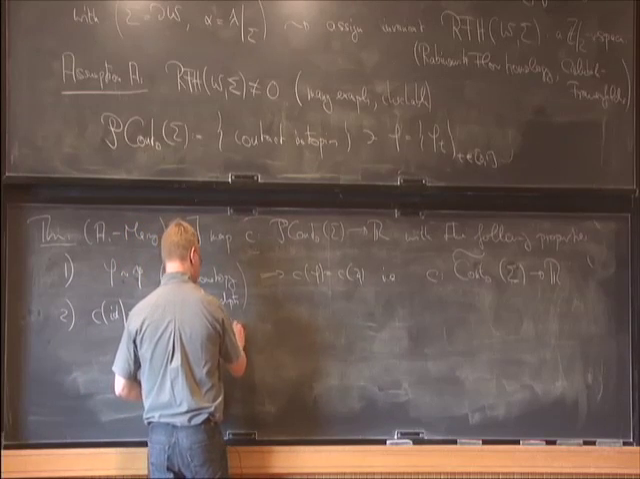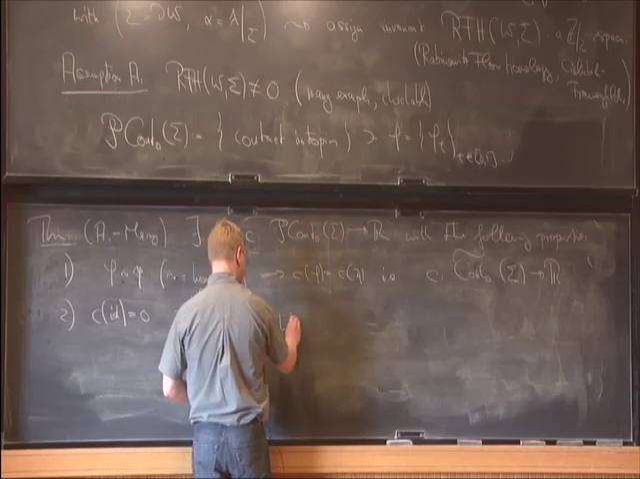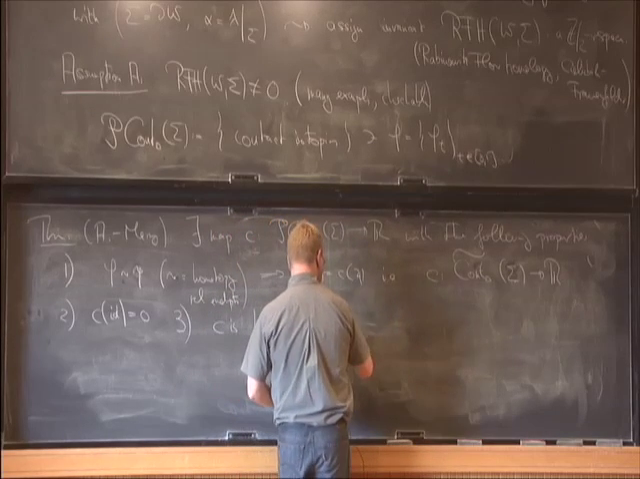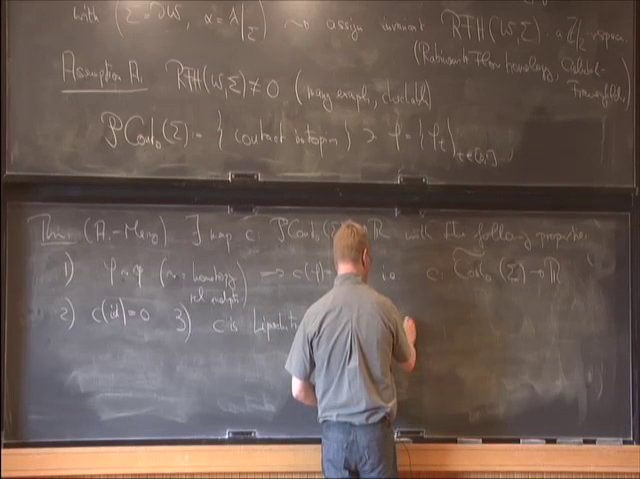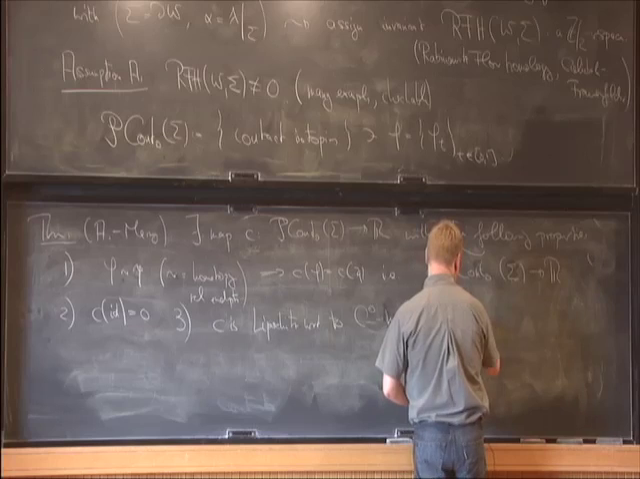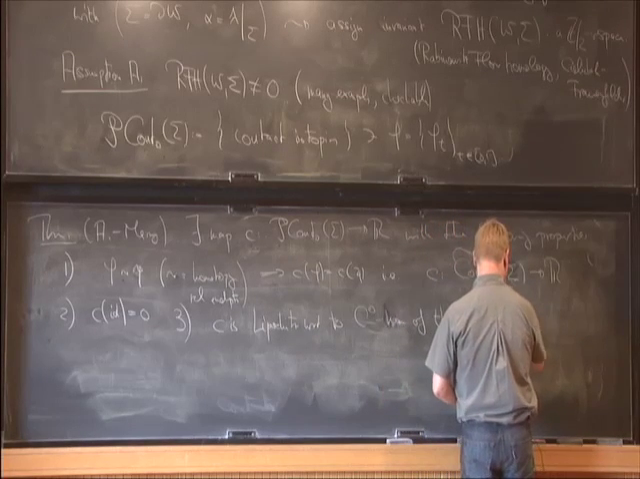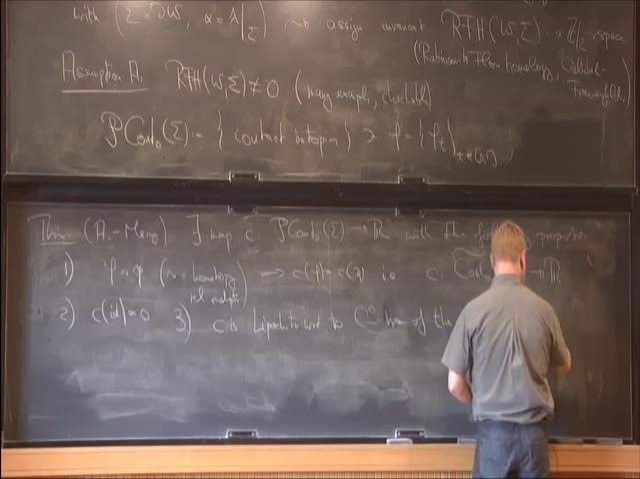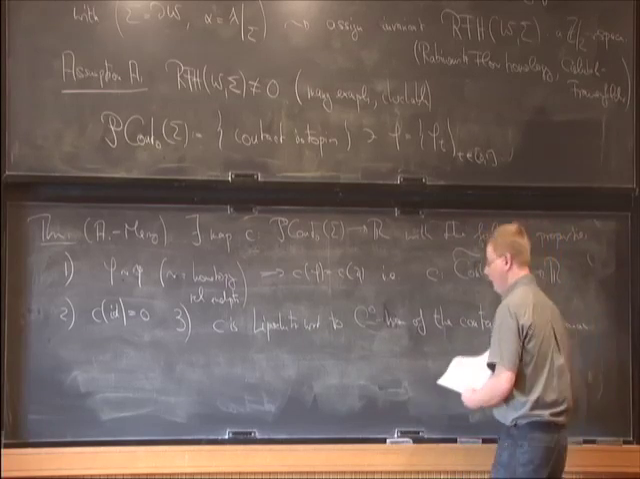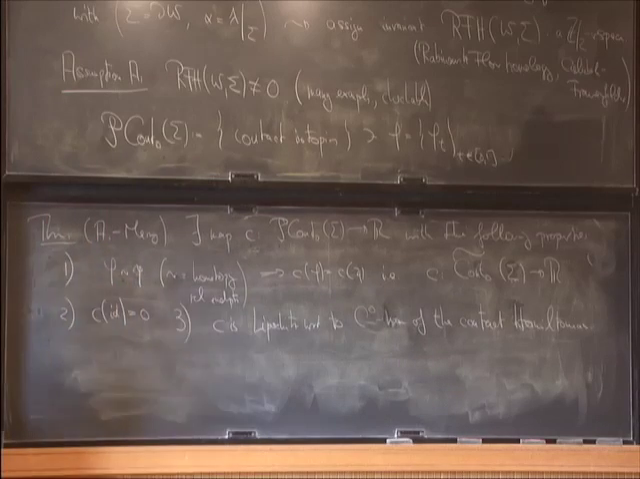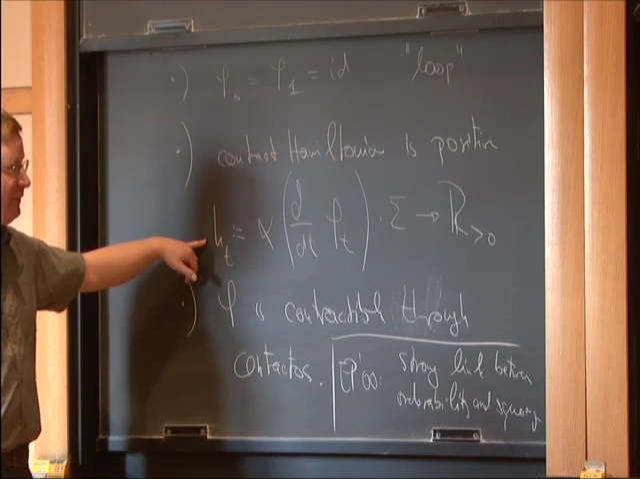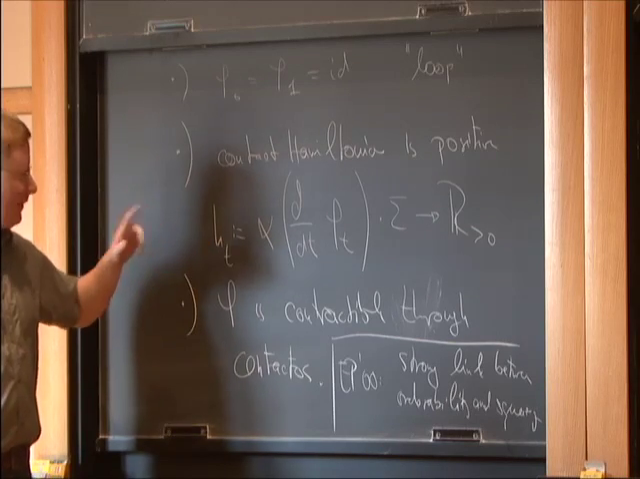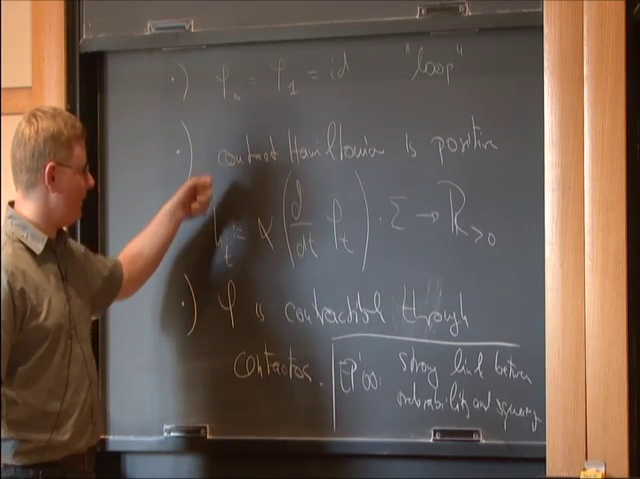So C is Lipschitz with respect to the C0 norm of the contact Hamiltonian. For each path of contactomorphisms, by this recipe I can assign the contact Hamiltonian, and the contact Hamiltonian uniquely specifies the path. So there's a one-to-one correspondence between contact Hamiltonian and the path.